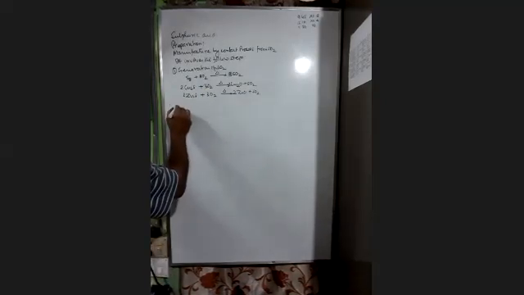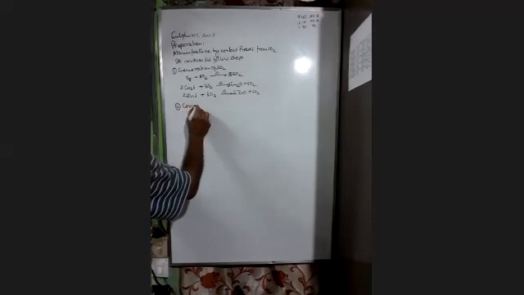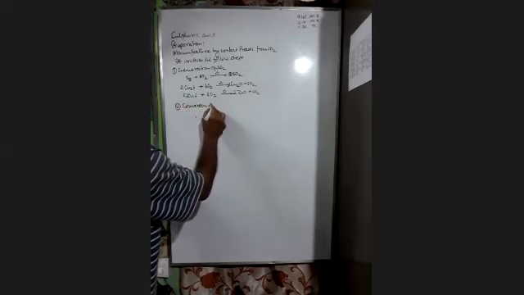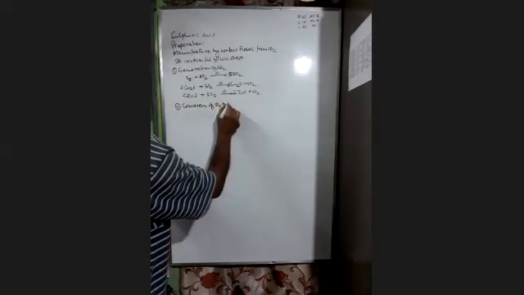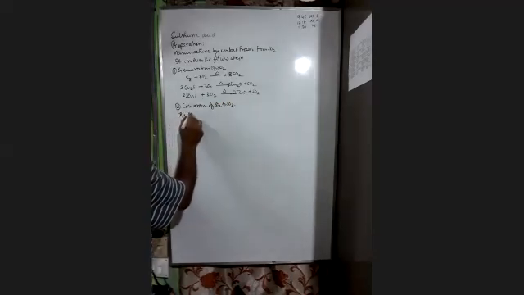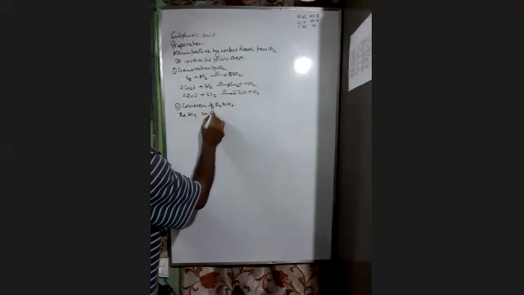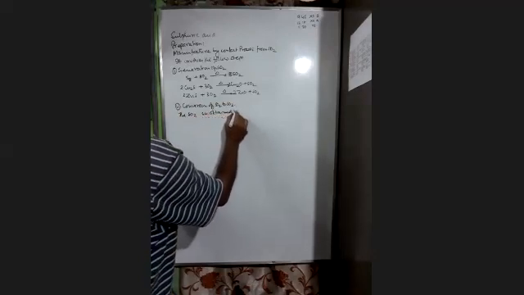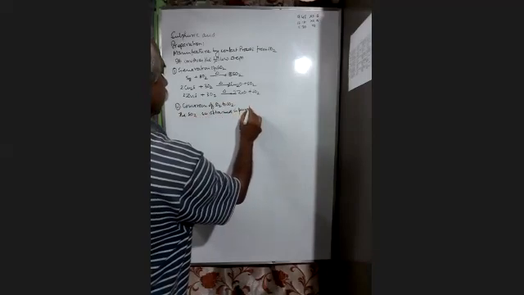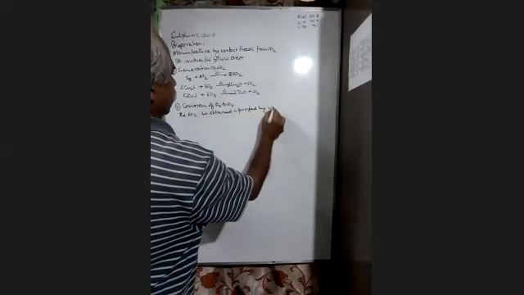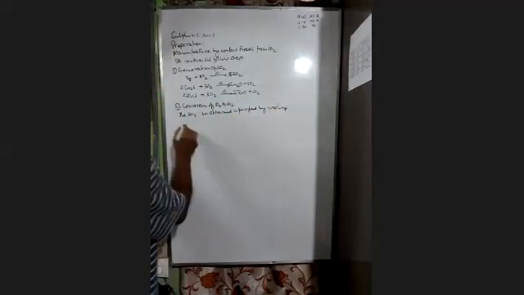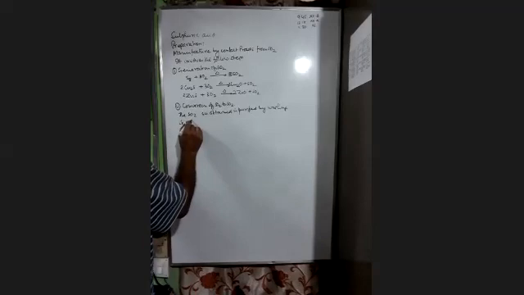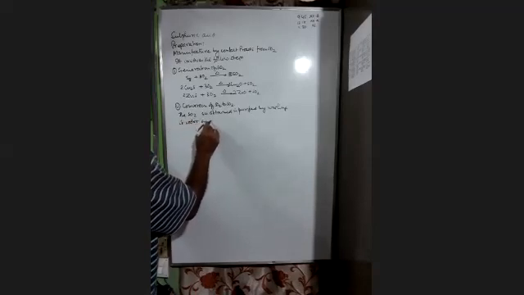Second, conversion of sulfur dioxide to sulfur trioxide. The sulfur dioxide so obtained is purified by washing with water, because it must be totally free from dust, otherwise it is going to spoil our catalyst. By washing it with water and drying.